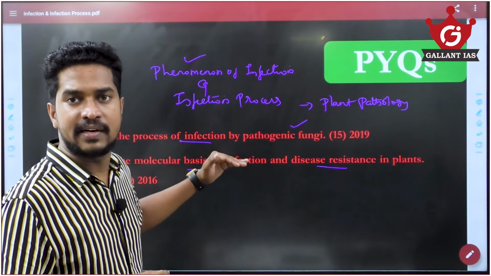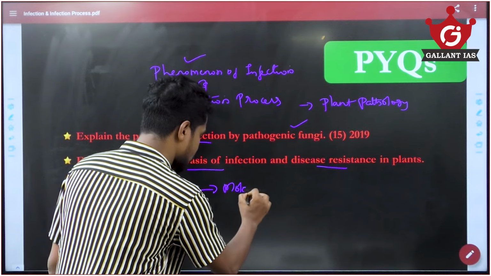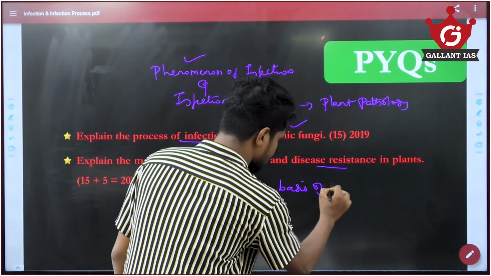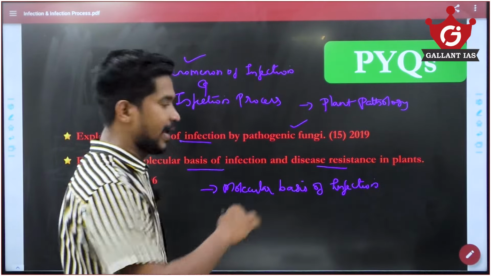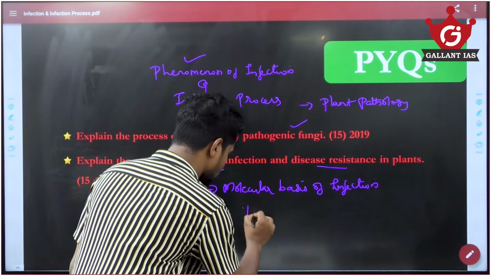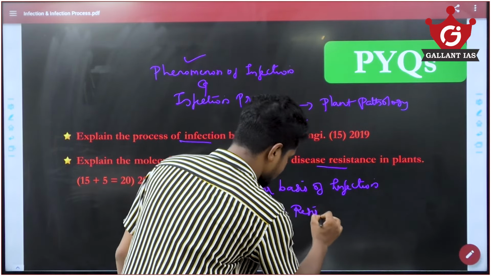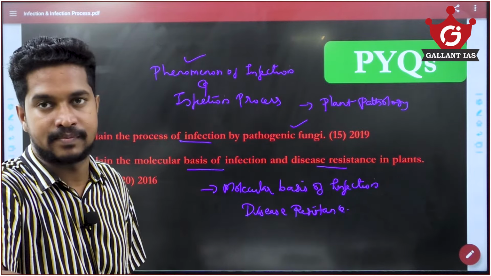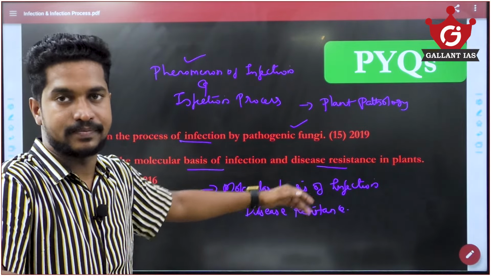Here the second question has two parts. The first part demands that you write about the molecular basis of infection, and the second part is the disease resistance in plants. So you need to address both parts of the question.